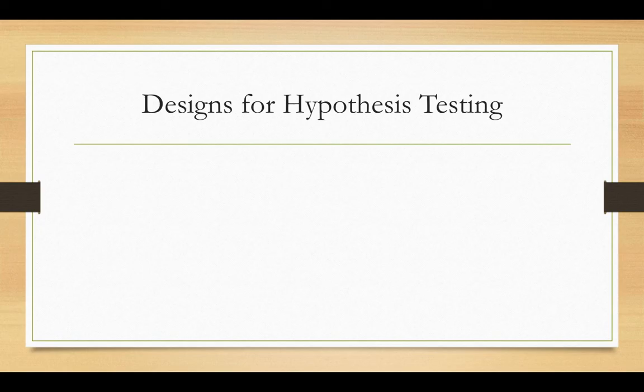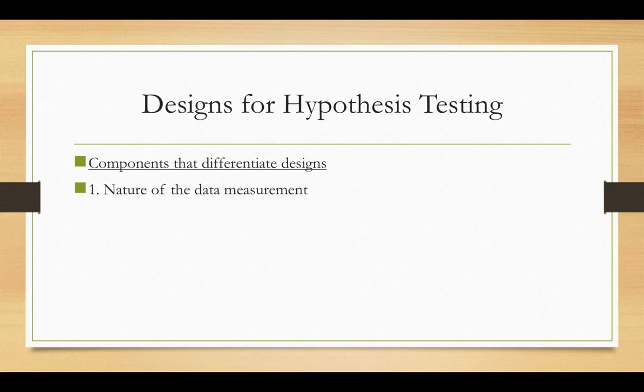So when we think about designing our research studies for testing our hypothesis, because that's what we do in research, we're hypothesis driven, we're testing hypotheses continuously. We are now going to look at different components associated with research designs. And there's actually 5 different components that we're going to look at, and we're going to go through all 5 of them today. Number 1 is what we call the nature of the data measurement. So in other words, what kind of data are you wanting to collect? Do you want to collect qualitative versus quantitative? What kind of data do you need for your specific hypothesis testing?